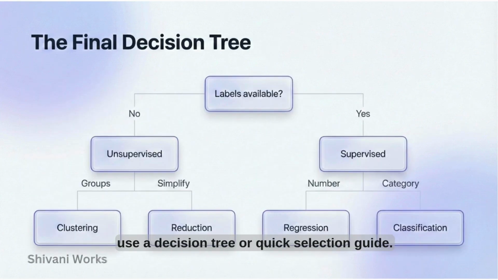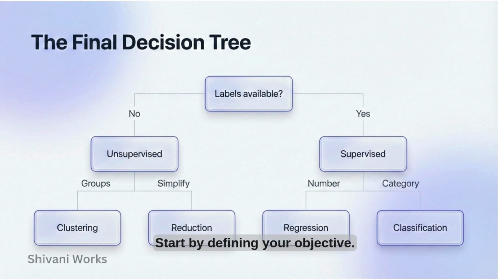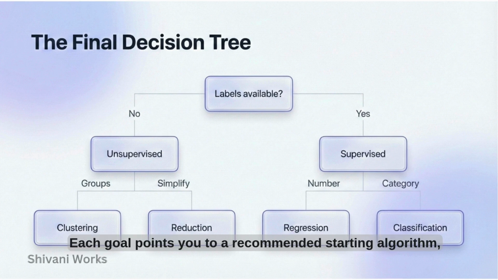To make things even easier, use a decision tree or quick selection guide. Start by defining your objective. Do you want to predict a value, categorize data, achieve high accuracy, map segments, visualize data, or analyze text? Each goal points you to a recommended starting algorithm, making the selection process much more straightforward.